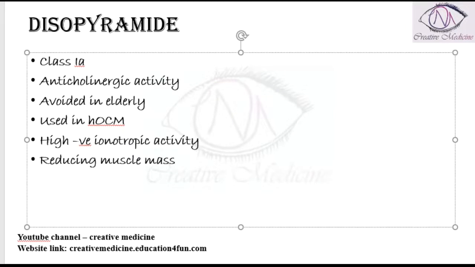So mainly disopyramide has anticholinergic activity. It is mainly avoided in elderly and it is used in hypertrophic obstructive cardiomyopathy.